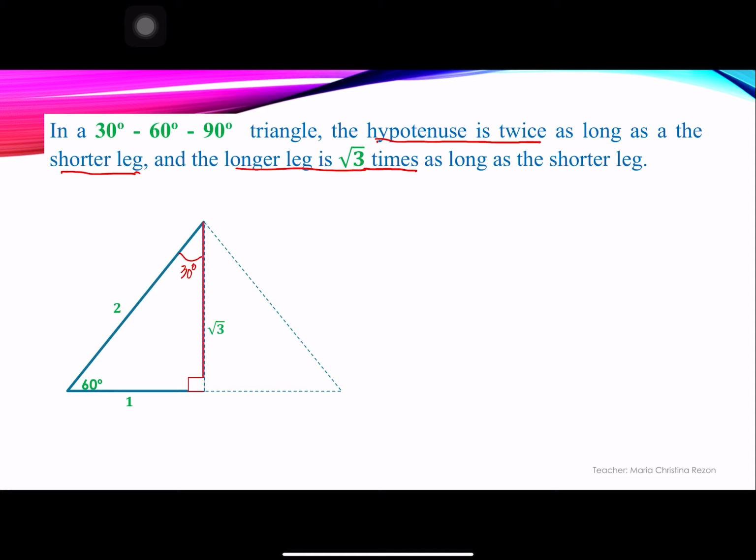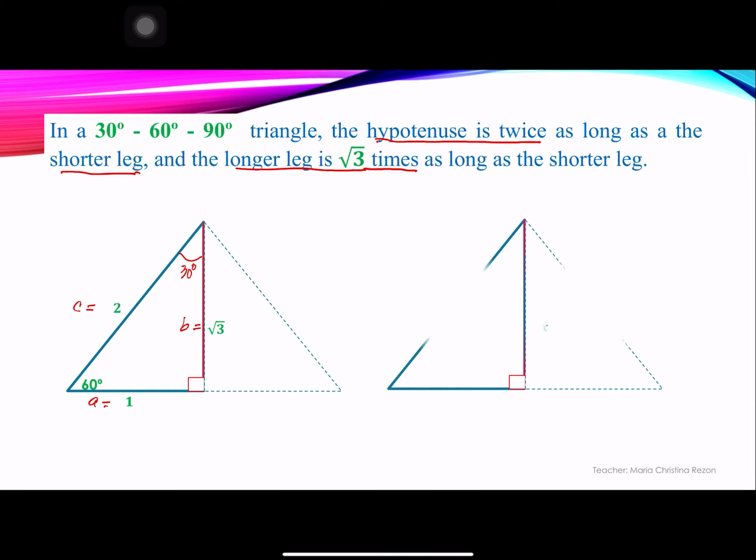Now let's go back. Here, this is your A, this is your C, which is your hypotenuse, and this is your B. So that is what it meant by the hypotenuse is twice. Your A is equal to 1, so the hypotenuse is twice. And your B is square root of 3 times as long as the shorter leg. The shorter leg is 1 and times square root of 3, which is just equal to square root of 3.